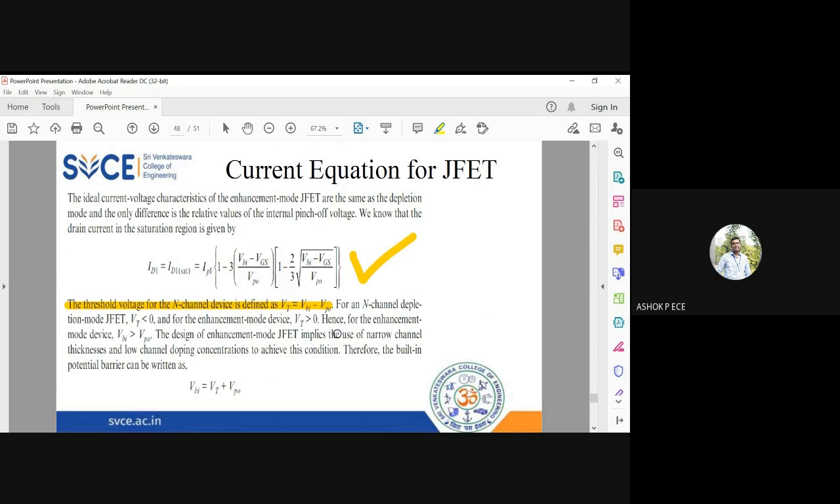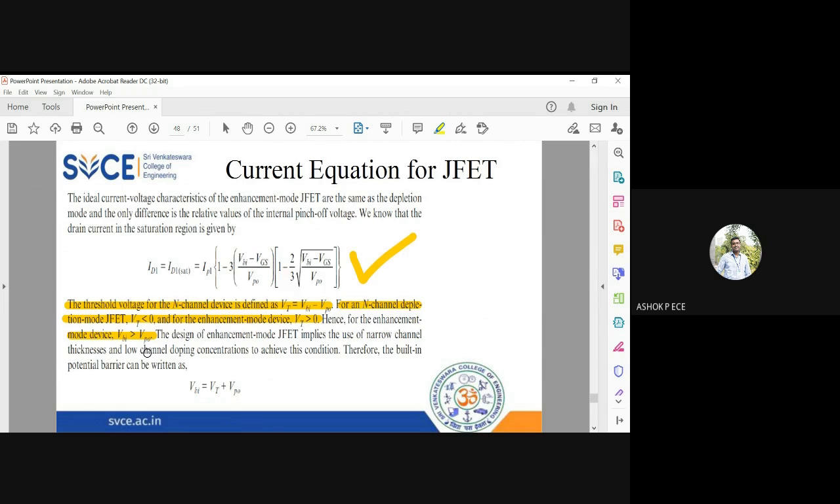For N channel depletion MOSFET, threshold voltage is negative. And for enhancement MOSFET, threshold voltage is positive. Okay, so if VT is greater than 0, for enhancement MOSFET, you can say VBI is greater than VP naught. So pinch off voltage is always less than the built-in voltage, and for depletion MOSFET, it is the other way around. VT is less than 0, right? So VBI will be less than VP naught. So the built-in potential will be less than the pinch off voltage.